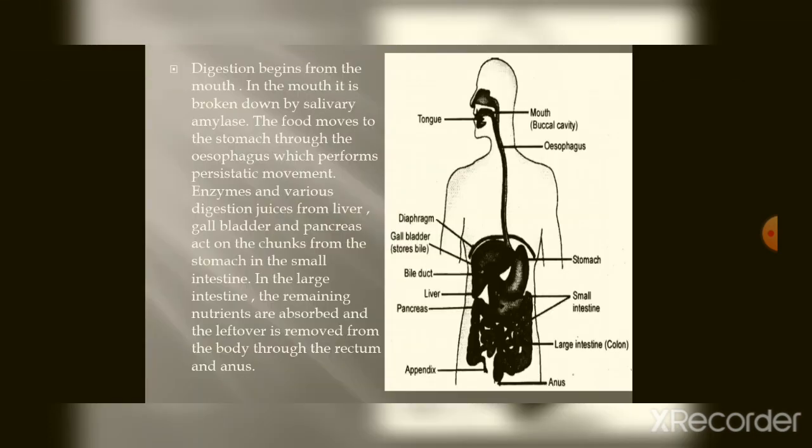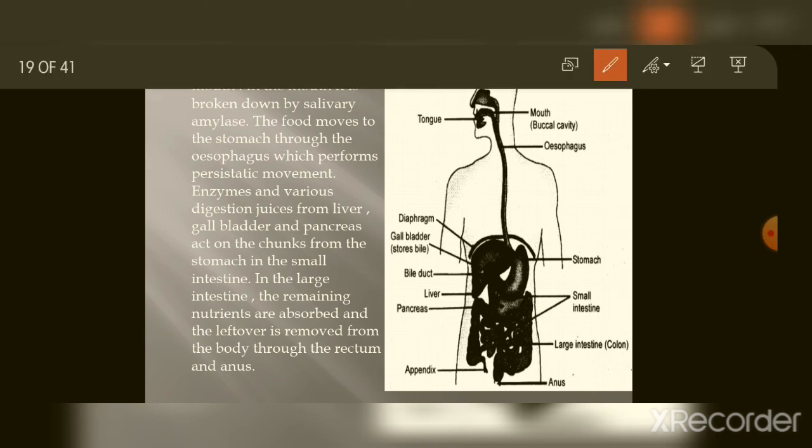So here you can see, from the mouth the food is taken into the esophagus, and from there it is taken down to the stomach. After the stomach, it goes to the small intestine, then the large intestine, then the rectum, then the anus.